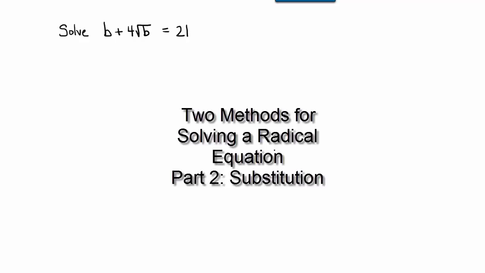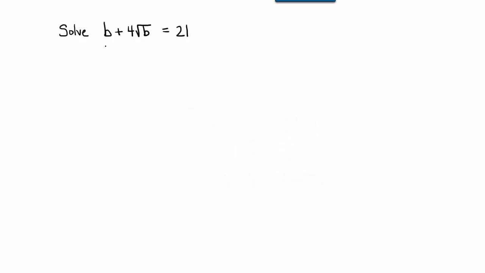In this video, we're going to solve an equation which contains a radical. The equation is b plus 4 times the square root of b equals 21. It's the square root that makes this a radical equation.